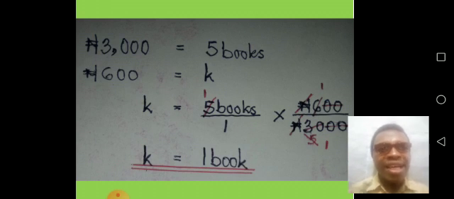So you notice there, this is a direct proportion. Why? Because with 3,000 naira, I was able to buy 5 books. If I have less money of 600 naira, I will be able to buy fewer books. So more money, you can buy more books. Less money, you buy fewer books.